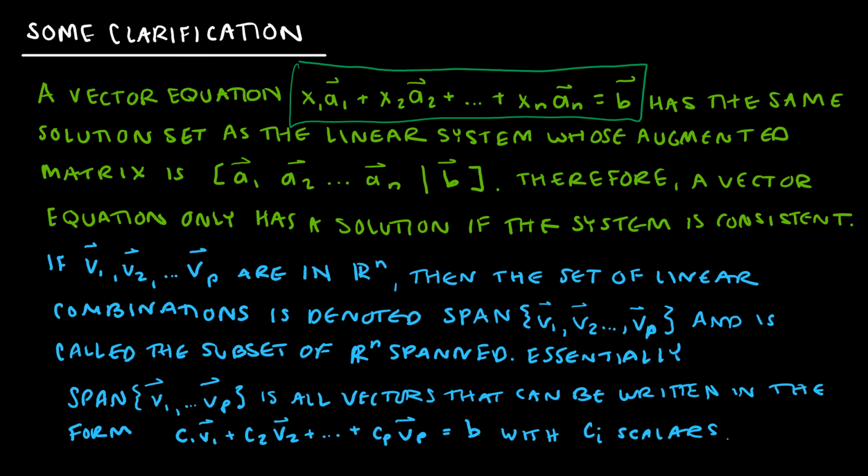I also want to talk about something new, which is a span. If I have all of these vectors that are in Rn, then the set of linear combinations is denoted span v1, v2, v3, etc., and is called the subset of Rn spanned. Now, you don't see "subset of Rn spanned" very often, but you do see span quite often. And span essentially is just the collection of all of the solutions to those linear combinations. So it's all of the scalars combined with all of those vectors that are solutions.